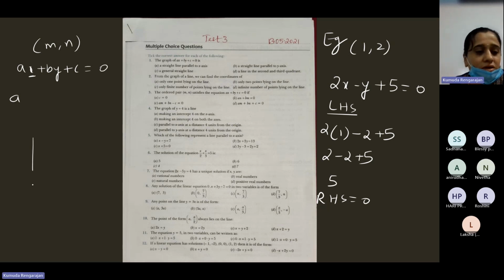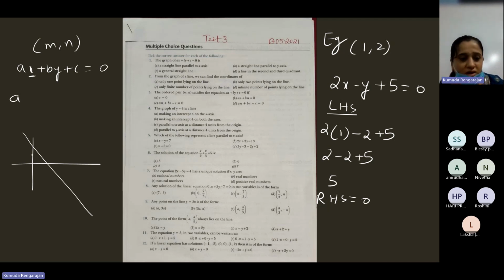Now when you put this equation on graph paper, for example, it is a line like this. This point (1, 2) does not lie on this line. Maybe the point (1, 2) lies here. It does not lie on the line. That is why it does not satisfy the equation. If it lay on this line, then you would have got 0 here.